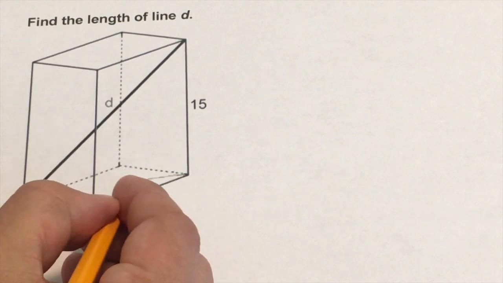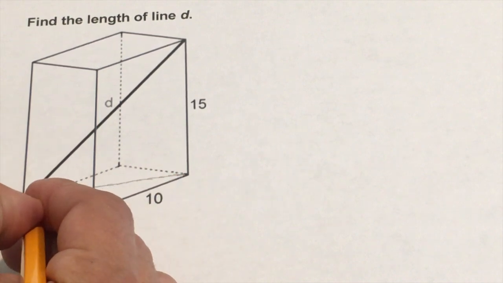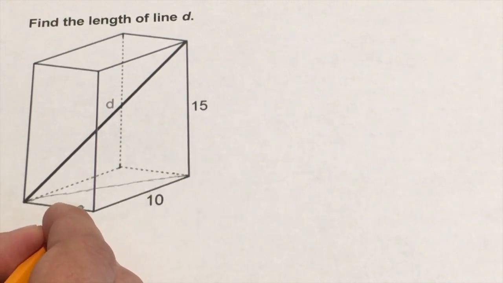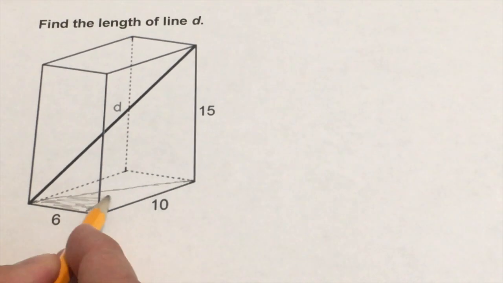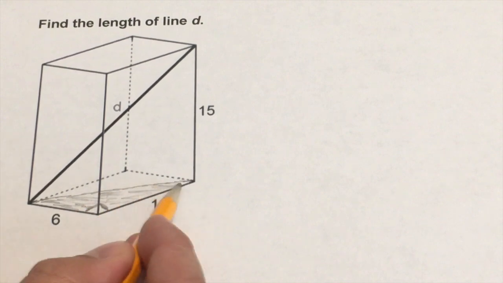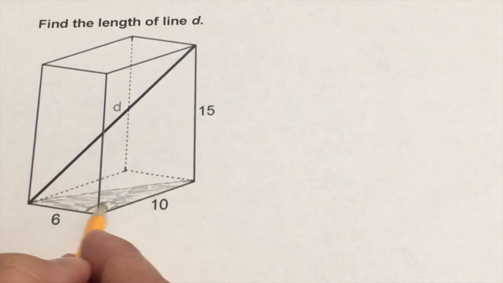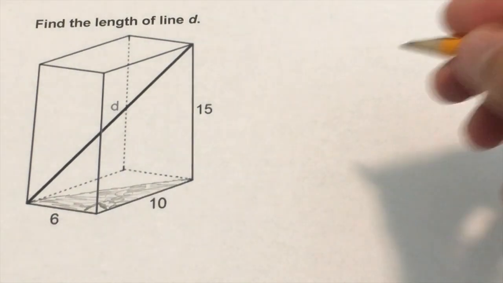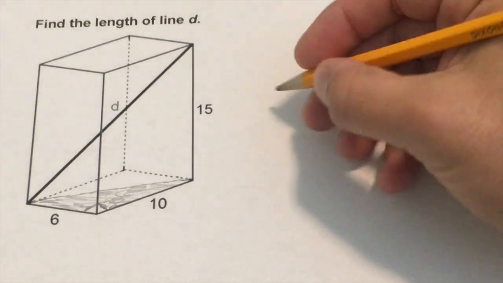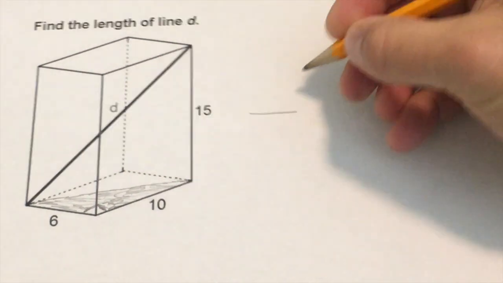Well, before we can start using Pythagorean Theorem, I'm going to go ahead and slice the bottom face of the box diagonally. Look what it creates, a right triangle. I'm going to go ahead and shade in this right triangle so you can see it, but remember, this is just half of the bottom face. Off to the side, I'll go ahead and sketch this triangle so you can see it.